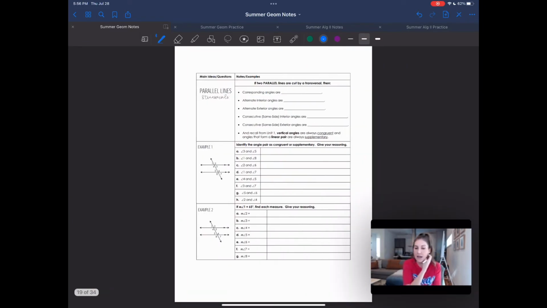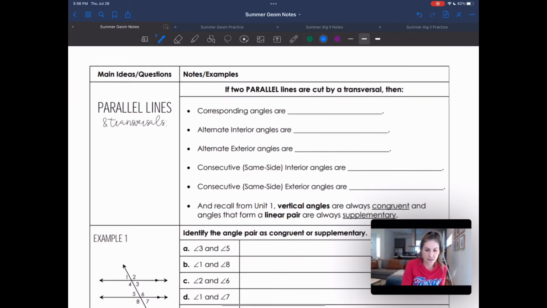Let's go ahead and look at our last part of the notes here. So we've got some stuff up here, and then these are really just 2 examples with kind of multiple parts, but we'll get through those pretty quick. All right, let's jump in.